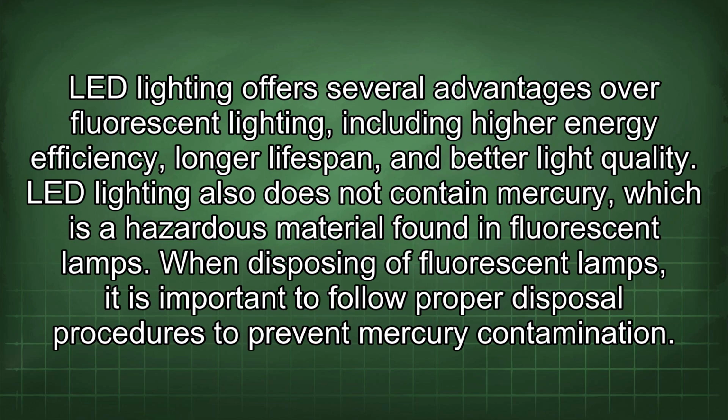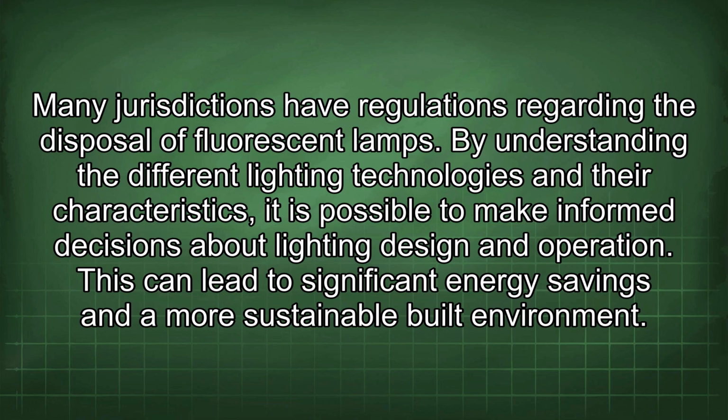When disposing of fluorescent lamps, it is important to follow proper disposal procedures to prevent mercury contamination. Many jurisdictions have regulations regarding the disposal of fluorescent lamps. By understanding the different lighting technologies and their characteristics, it is possible to make informed decisions about lighting design and operation. This can lead to significant energy savings and a more sustainable built environment.